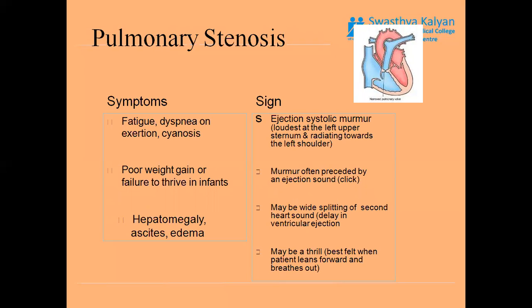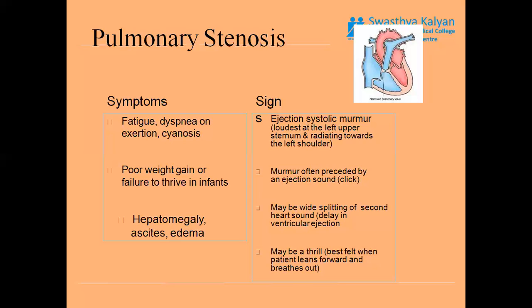Pulmonary stenosis, how do we define it, or what symptoms do we have? Fatigue, dyspnea on exertion, cyanosis, poor weight gain, and failure to thrive in infants, hepatomegaly, ascites, and edema. Some signs are an ejection systolic murmur, often preceded by an ejection sound, maybe wide splitting of the second heart sound, with delay in the ventricular ejection as the reason, and maybe a thrill that's felt when the patient leans forward and breathes out.